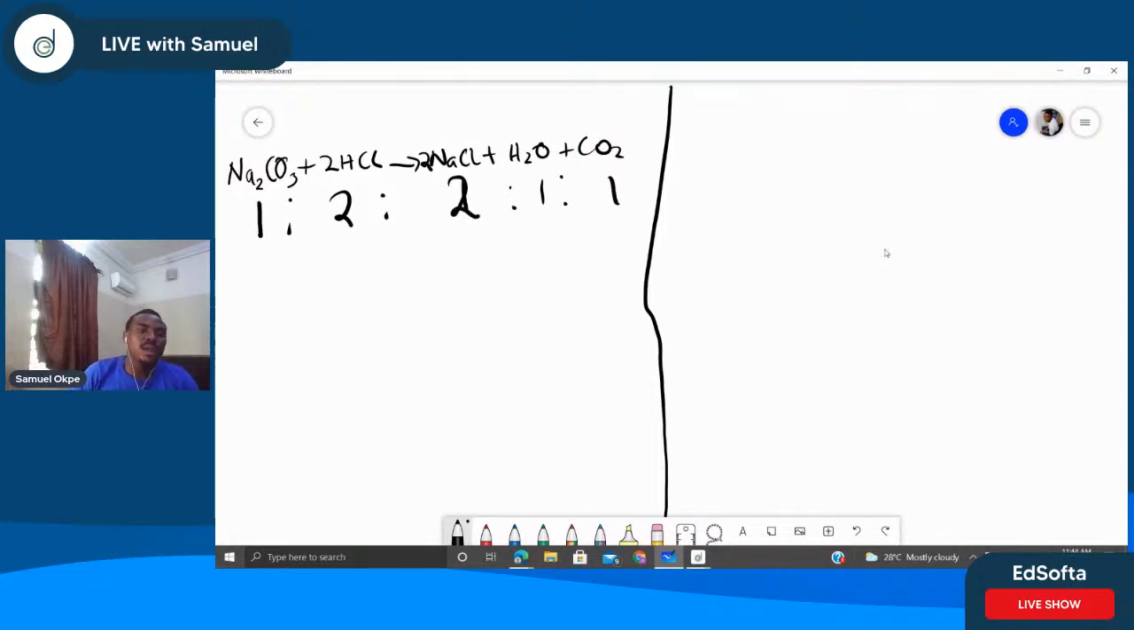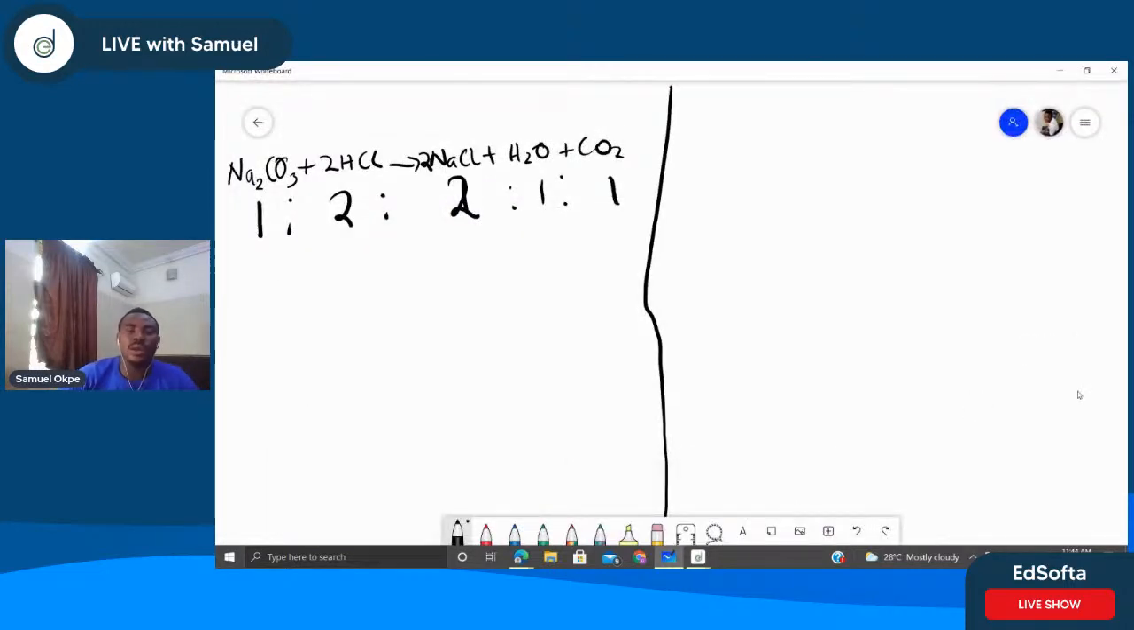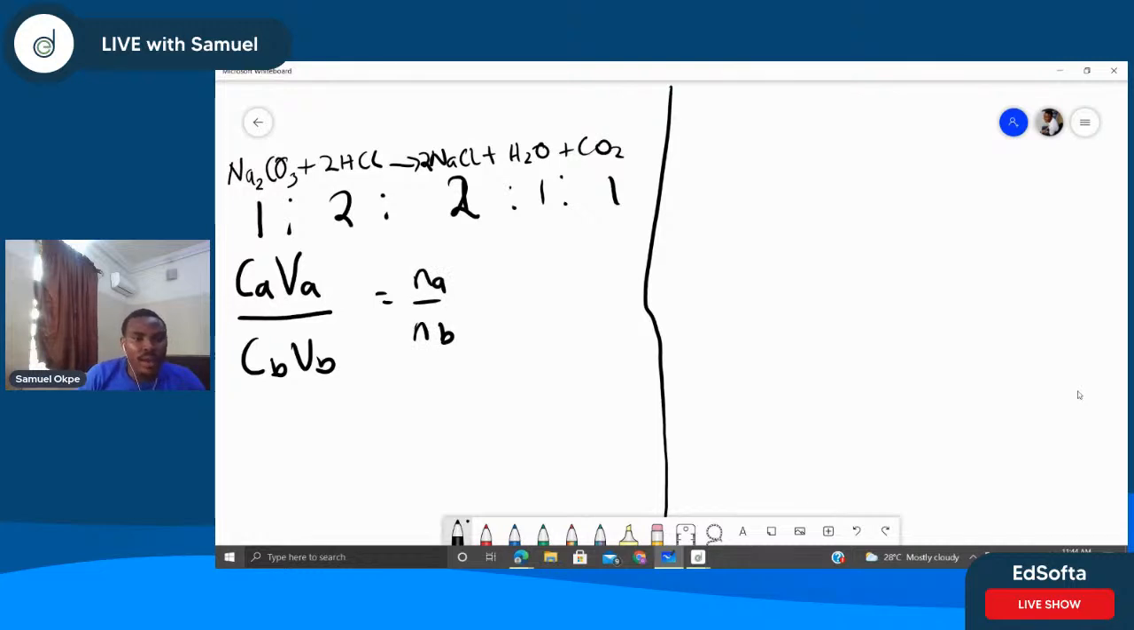Now the formula that we'll be using to solve this type of question: first we need to find the concentration, which we can then convert to moles. This is a typical titration question, where you have CAVA over CBVB equals Na over Nb. Now this Na over Nb are your mole ratios. For the acid, we know this is the acid and this is the base. So what is our CA?